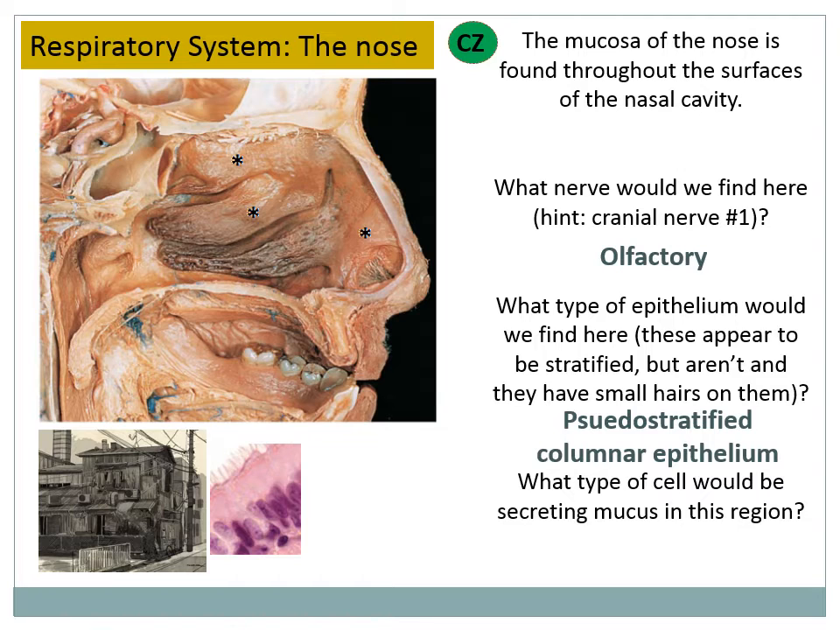So hopefully that is something that you're like, oh yeah, I kind of remember that. And we are secreting mucus in our body, in our nose, in our nasal cavity. So what type of cell would be secreting mucus in this region? Let me give you a hint. If you looked at that and you thought of a goblet, you are correct. So we have goblet cells that are going to be secreting mucus in our nasal cavity region.